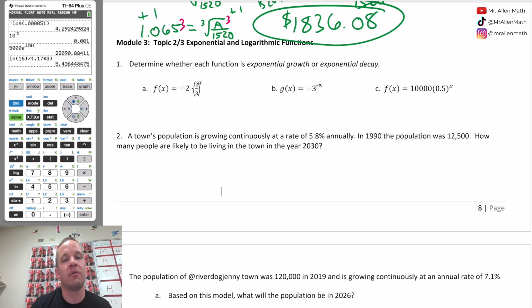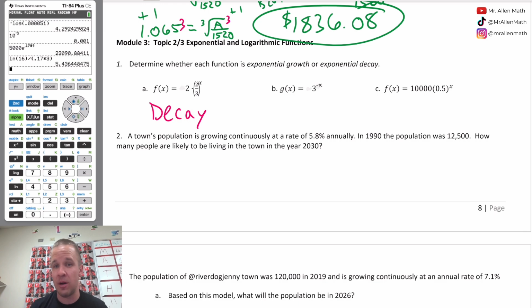No more interruptions. Okay. So we're going to determine whether each function is exponential growth or exponential decay. Now, we want to look at our base, right? The number that's being raised through that exponent. For the first one there, it's 2/3. So that's between 0 and 1, which means it's going to be decay.